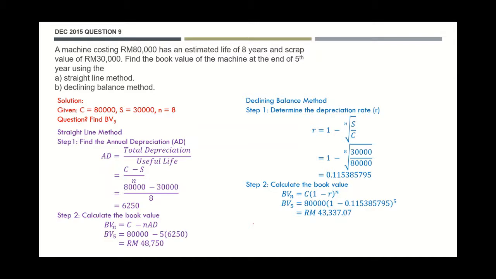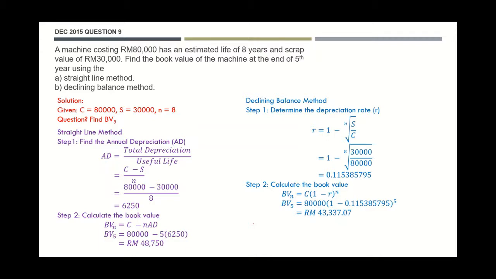So we found that the book value BV5 is equivalent to 43,337 ringgit 0.07 cents. Okay, so that is the solution for finding the book value using both methods, the straight line method, and the second one using the declining balance method.